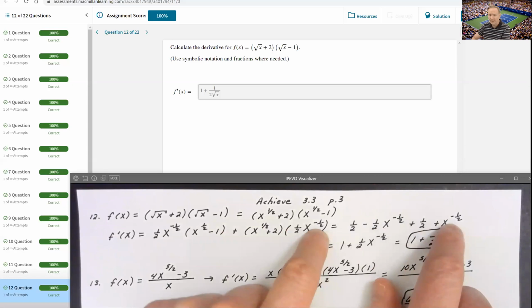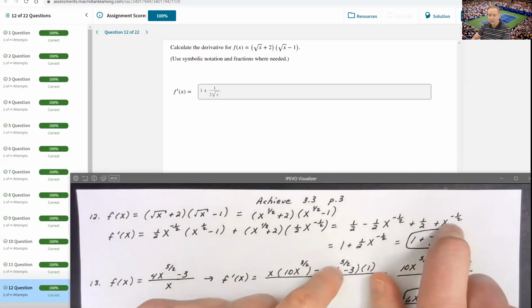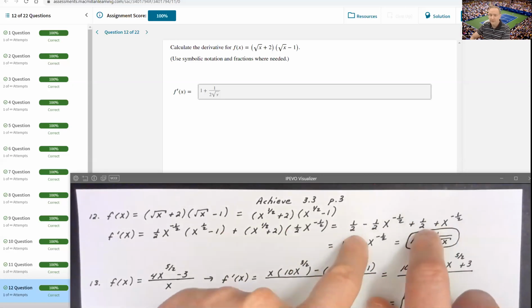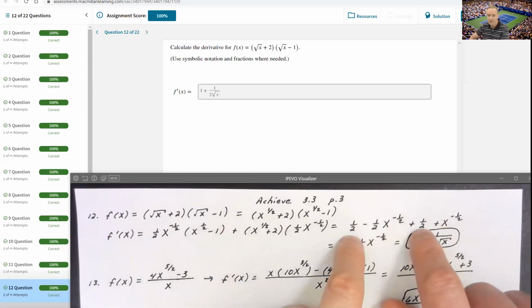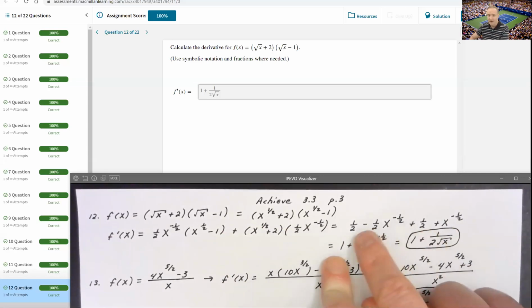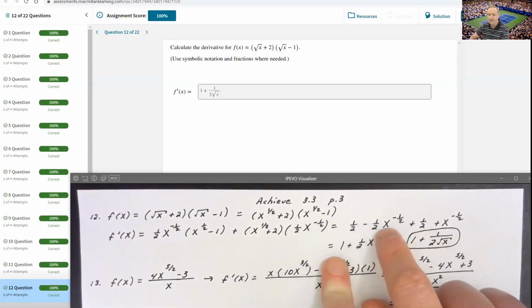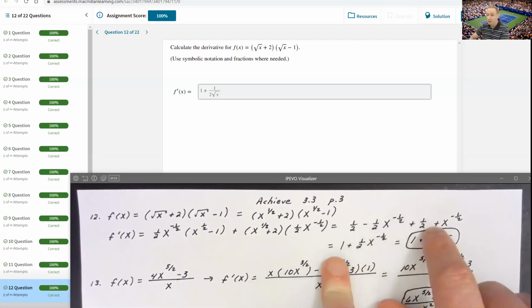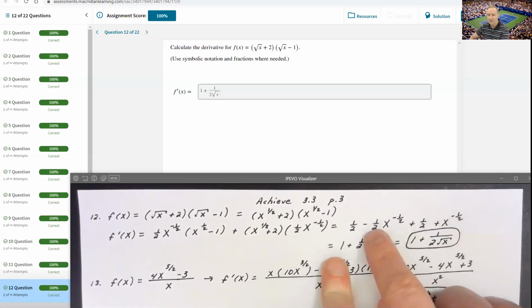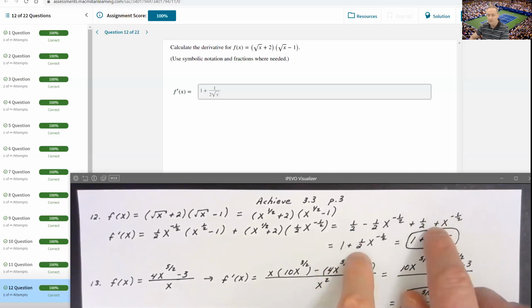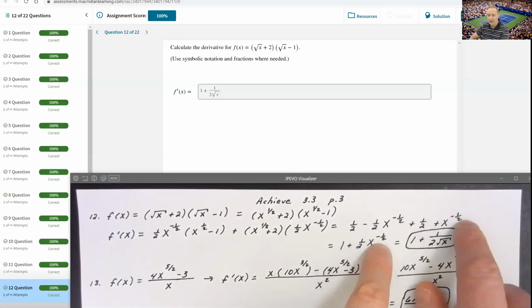Now, when I'm looking at that, putting my answer in descending order, well, the constants are of higher power x than the negative exponents are, so I went ahead and did them first. 1/2 plus 1/2 is 1. And then I have negative 1/2 x to the negative 1/2 plus 1 x to the negative 1/2. So I just said, well, that's 1 minus 1/2, which gives me positive 1/2 x to the negative 1/2.